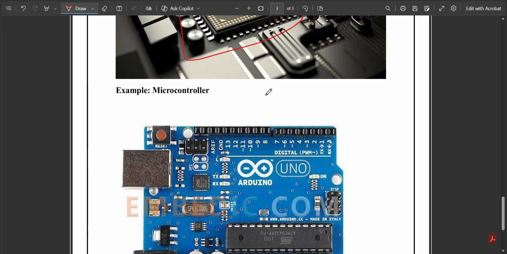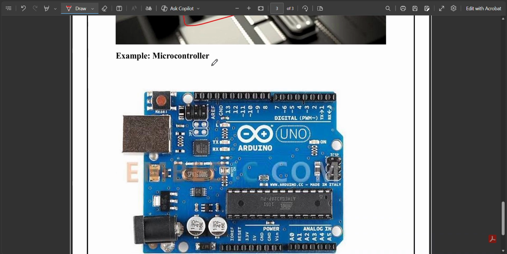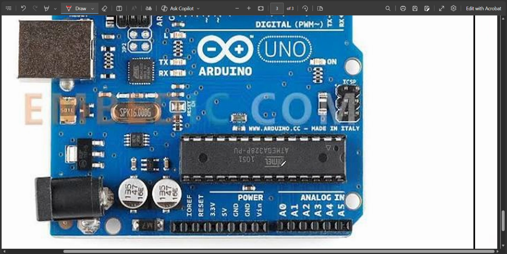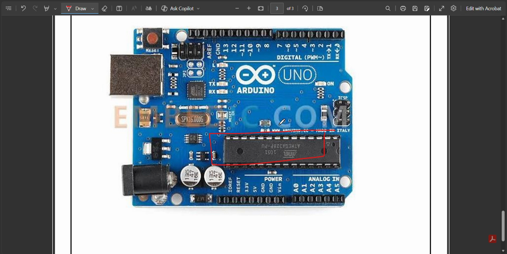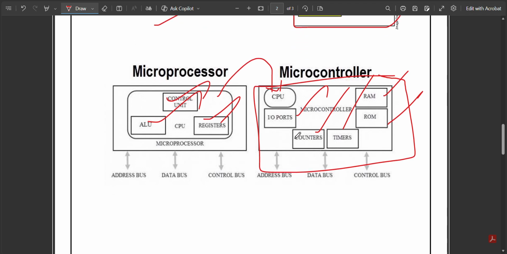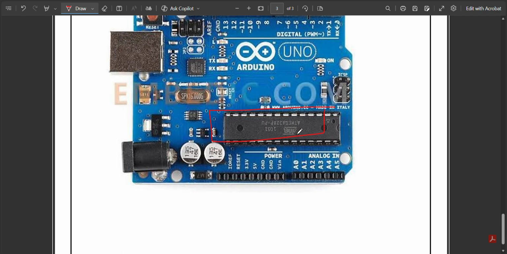An example of a microcontroller is the Arduino board. Inside the Arduino board there is a single chip called the ATmega328P. This single chip is an 8-bit microcontroller. As I already said, inside the microcontroller the counters, timers, RAM, ROM, storage devices, and ports are all inside the chip. This single chip contains the memory unit and the input-output devices, everything integrated into one chip.